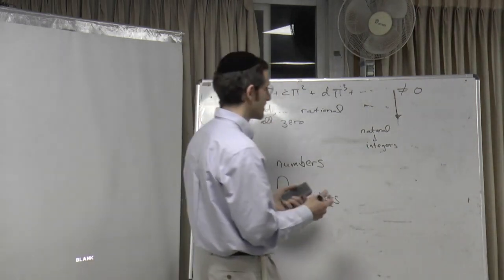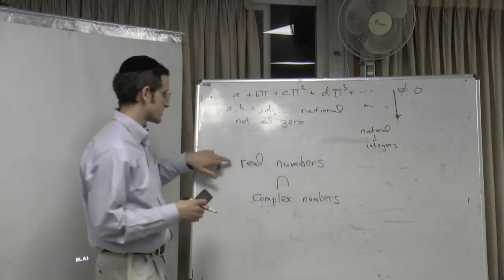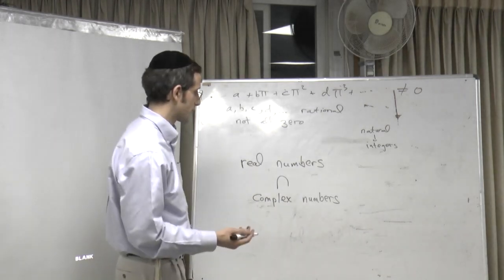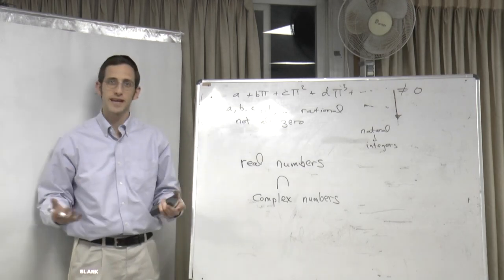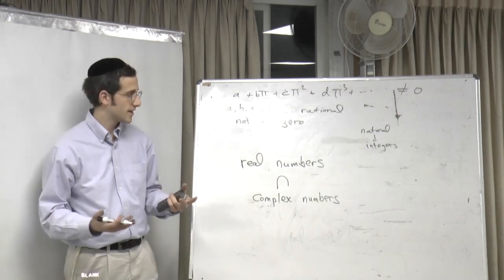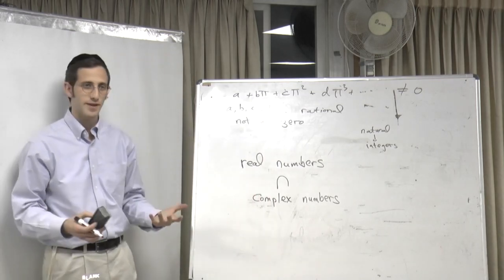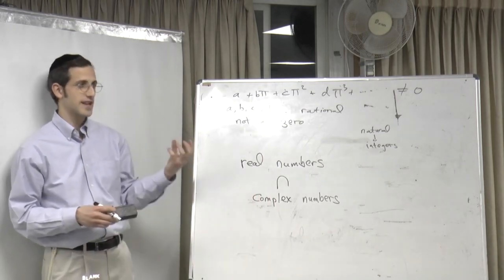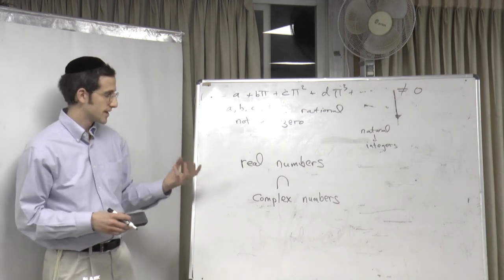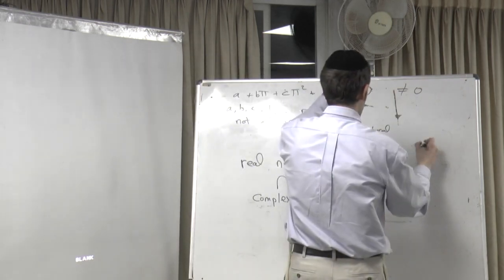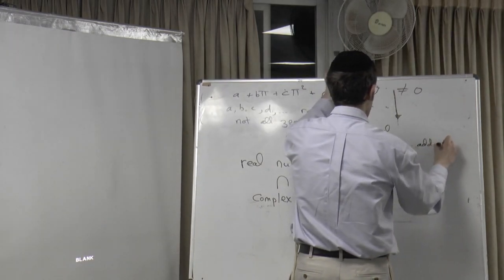So the thing about real numbers is that if you have a negative real number and you take it times itself, it gives you a positive one. If you have a positive real number, you take it times itself, it also gives you a positive one. Can you ever have a number which, when you take it times itself, gives you -1? So you just add negatives.